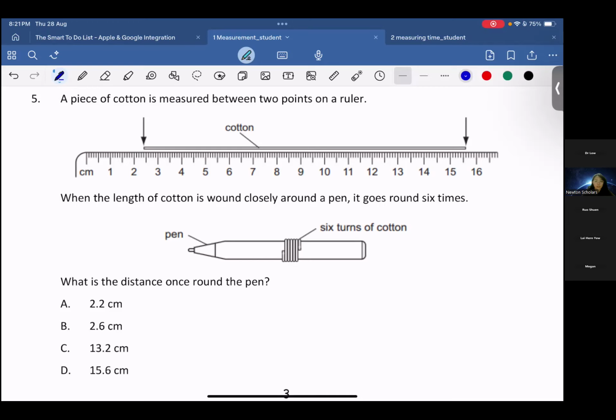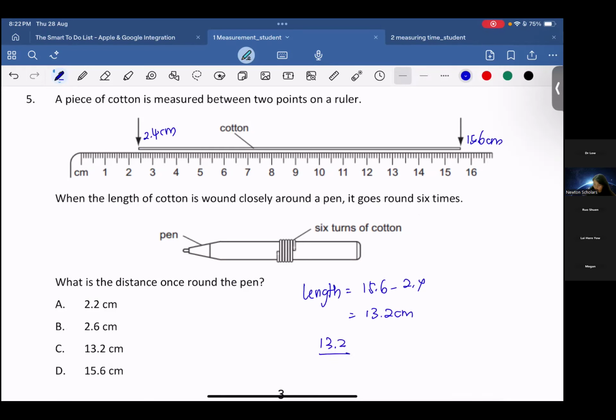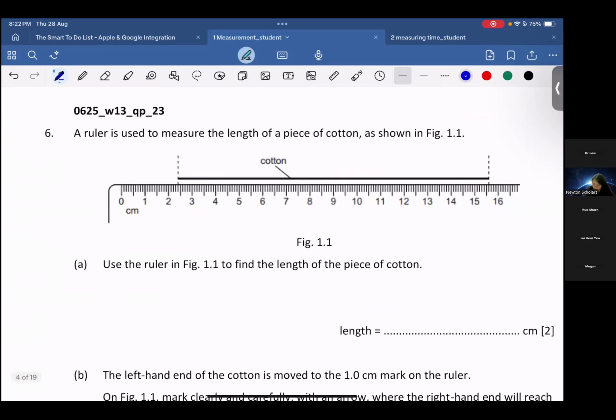Good job. If I saw your messages, 4 to 5 students, then I assume most of you are already complete. Here the length at this end is 15.6 cm. This one is 2.4 cm. So the length will be 15.6 minus 2.4. So you will get 13.2 cm. For one round, you have to use 13.2 divided by 6. So you will get 2.2 cm. Very good. Let's go to the next question.